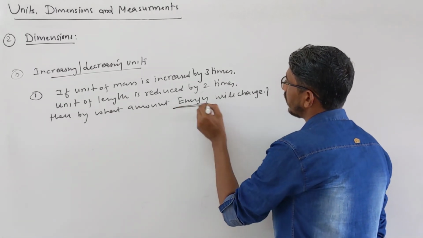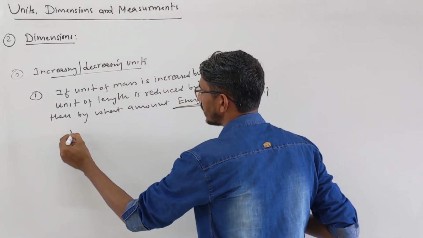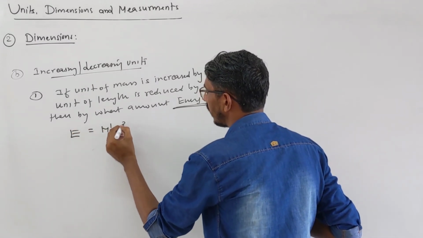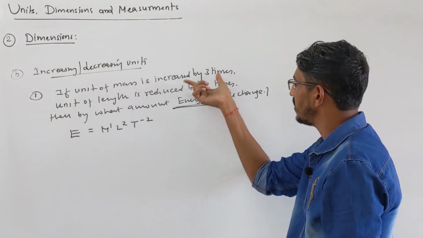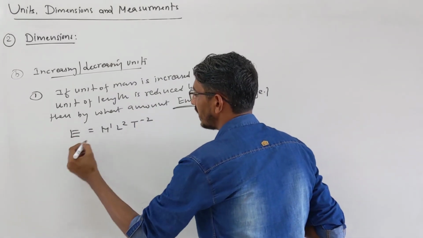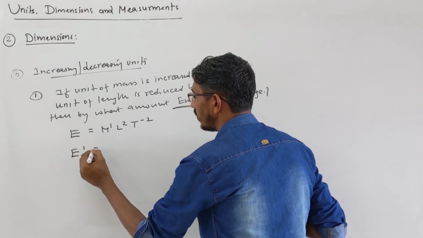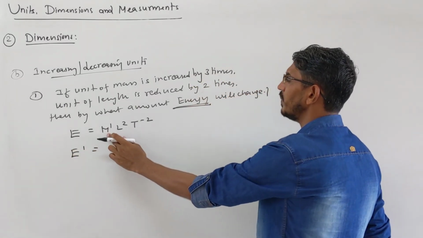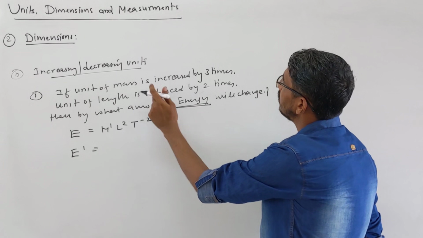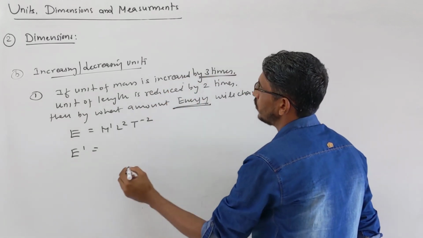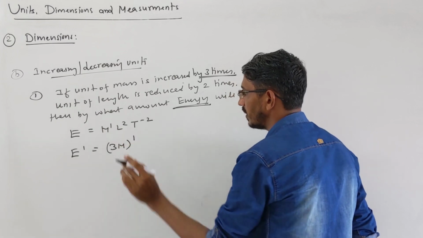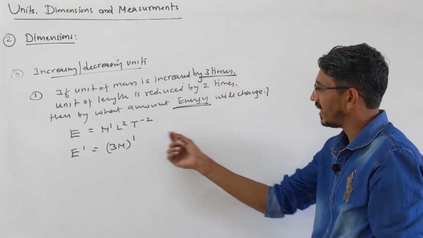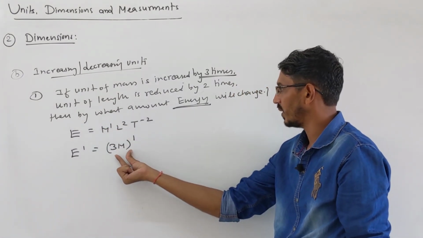Whatever they are talking about, like energy, let's write the dimension of the energy first: M power 1, L power 2, T power minus 2. This is the original energy. Now what they did is some change. So how do you write this? Let's write E dash as the new energy. The unit of mass is increased by 3 times, so the new value we write as 3 times m, and whatever dimension is given here, the power is 1 here.